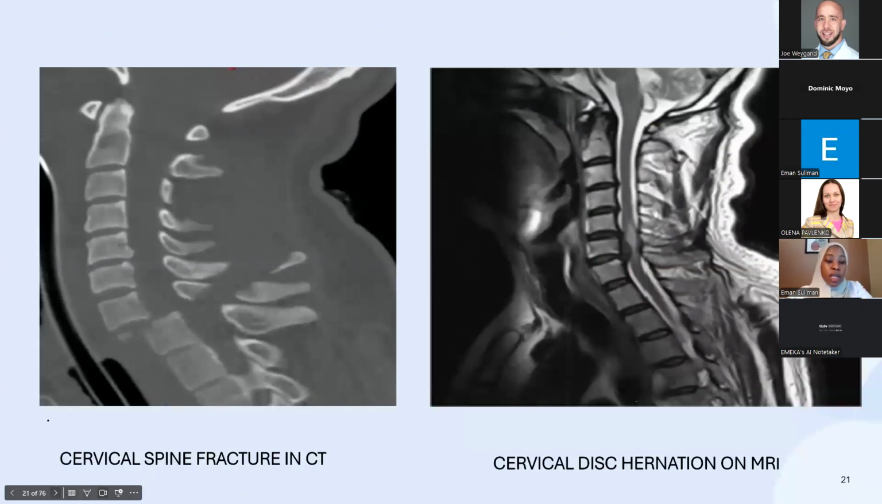Here we have a cervical spine fracture in CT. As we can see, there is a fracture in the C5, C6, and C7 vertebrae. And here we have cervical disc herniation on an MRI. It's C5, C6 disc herniation. It's seen here.